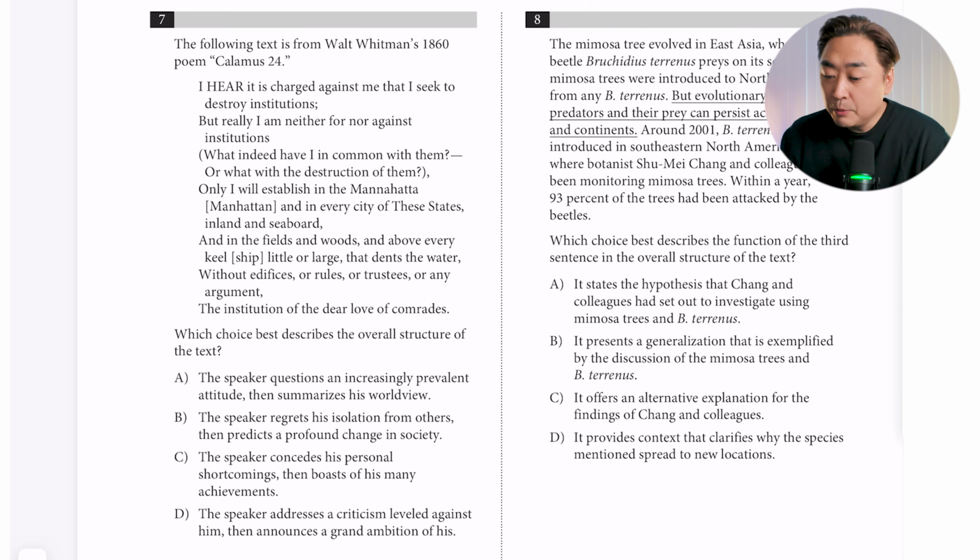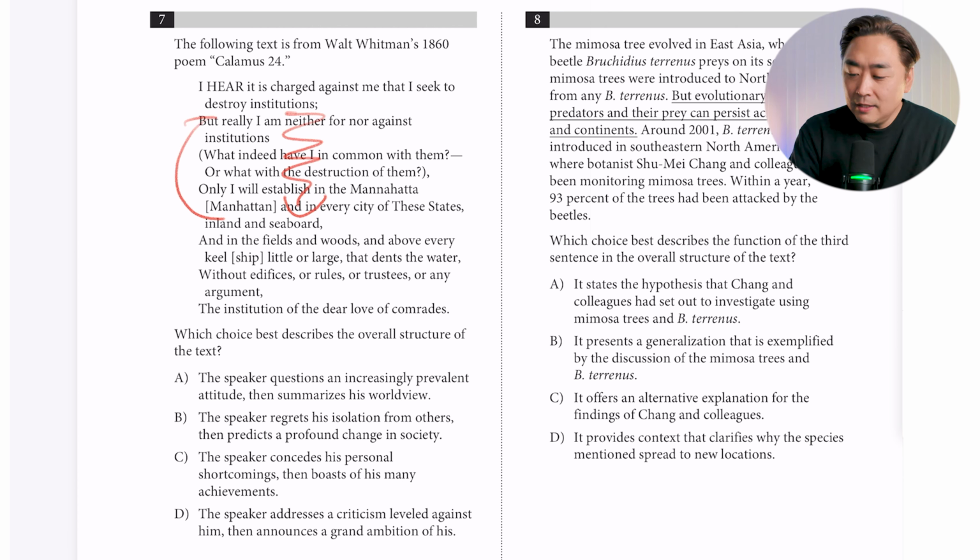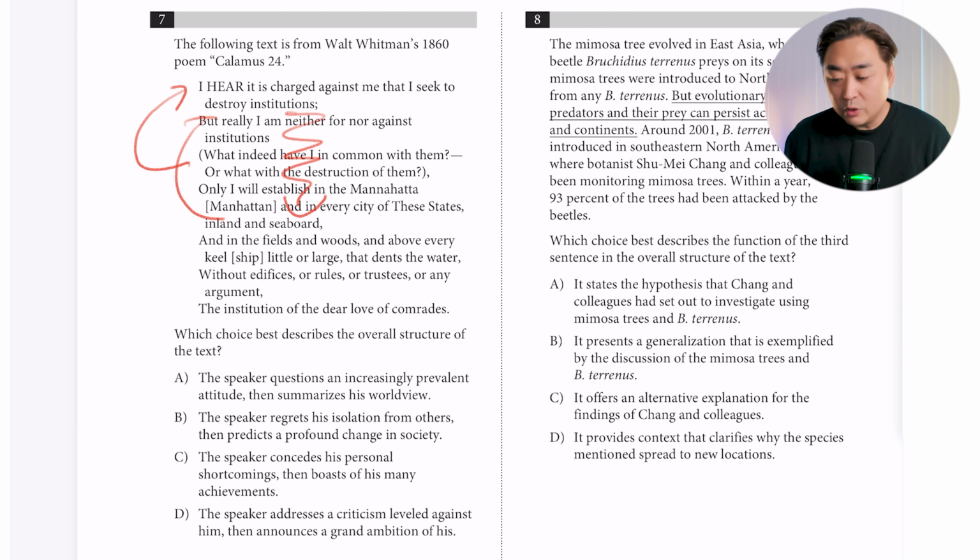And then we continue to number 7. It says the following is a blah, blah, blah, right? Again, you skip the names and so forth. Don't get too caught up with that. It's not that important. I hear it is charged against me that I seek to destroy institution. Hey, you're accusing me of something. Okay, I'm upset here. But then you can go again. This detail, whatever follows after that claim, will be detailed to back up what I just said.